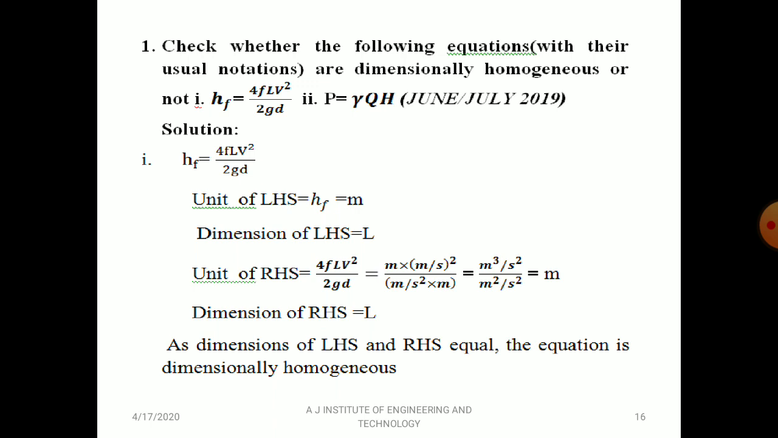So the dimension of RHS is equal to L. As the dimensions of LHS and RHS are equal, the equation is dimensionally homogeneous. So the units of both the quantities, LHS and RHS, are the same, and as units are the same, dimensions are also the same. So that equation is called a dimensionally homogeneous equation.